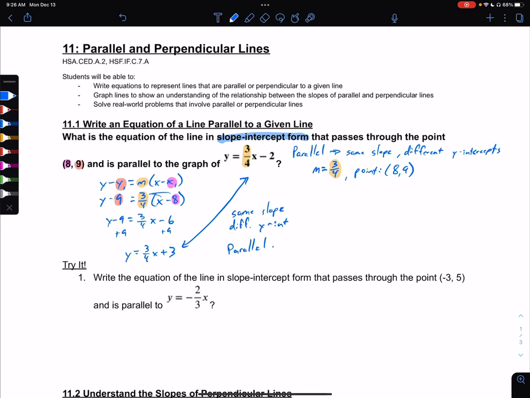That was supposed to be a check mark. So this would be the equation in slope-intercept form of a line that passes through the point (8, 9) and is parallel to the original equation that they give us. Just remember, parallel lines are going to have the same slope, different y-intercepts. It's always good to have them in the same form, in this case slope-intercept, so that you can compare the y-intercepts.